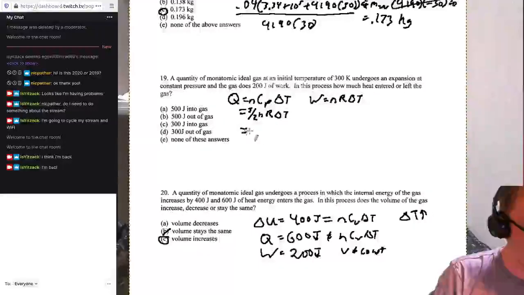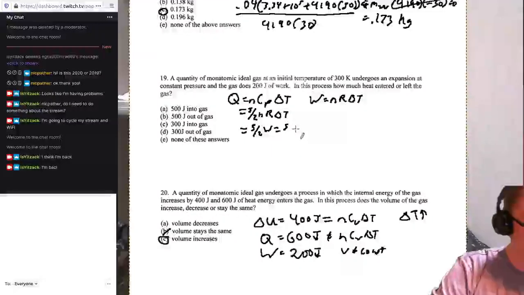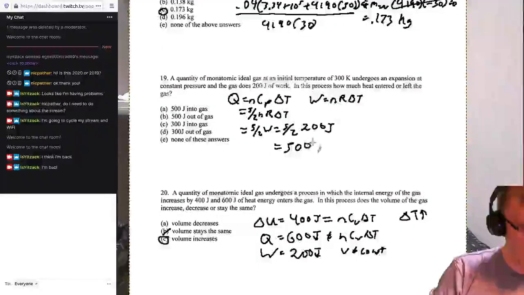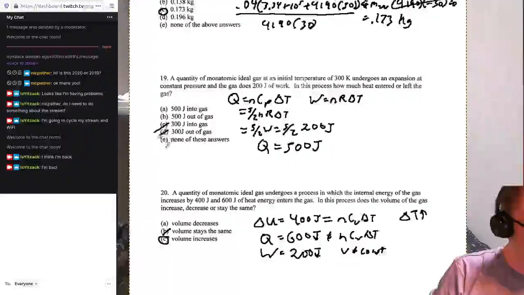Right. No, let's not overcomplicate things. 5/2 nR delta T, and this is 5/2 of the work. So that's 5/2 of 200 joules. We don't need to know what temperature it's at. We just need to know this. And so that's 500 joules, which is equal to Q.